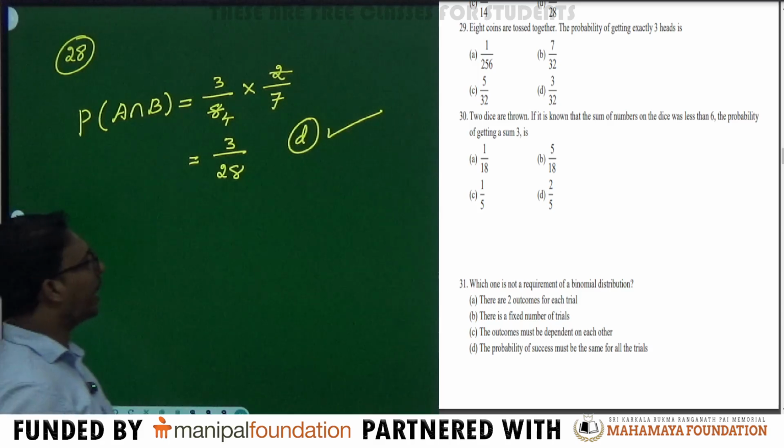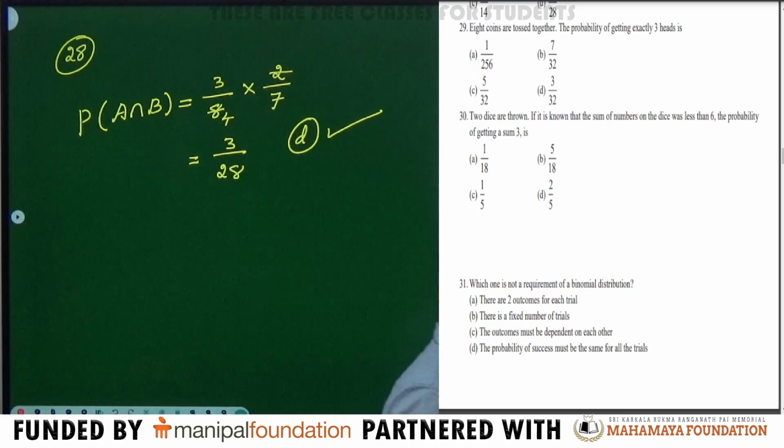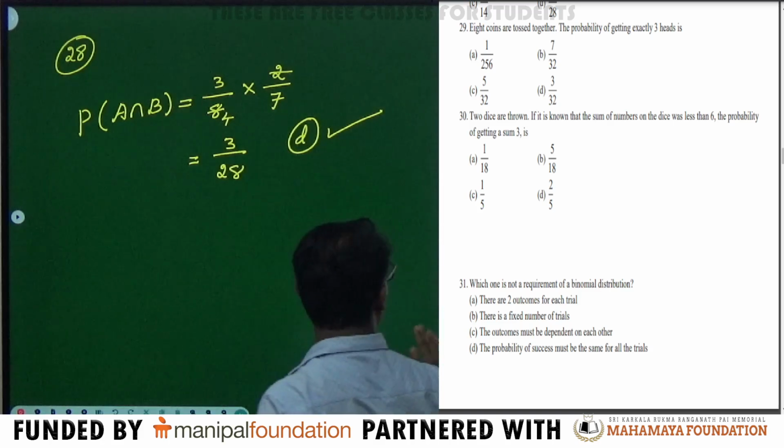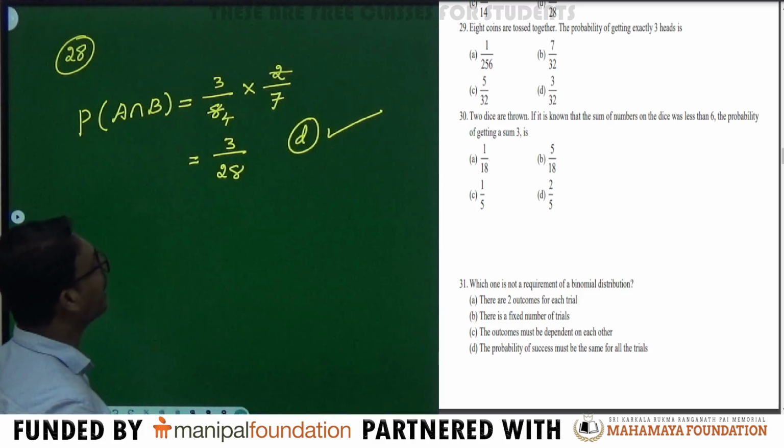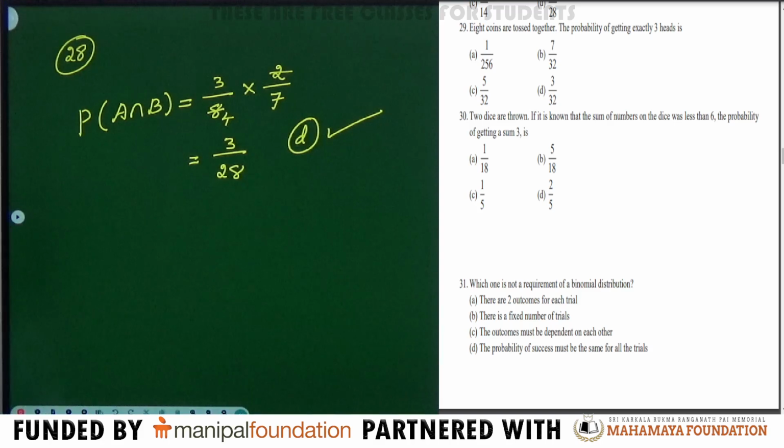Question number 29, this problem is based on Bernoulli's trial. If you don't have Bernoulli's trial, please don't do question number 29. Question number 30.